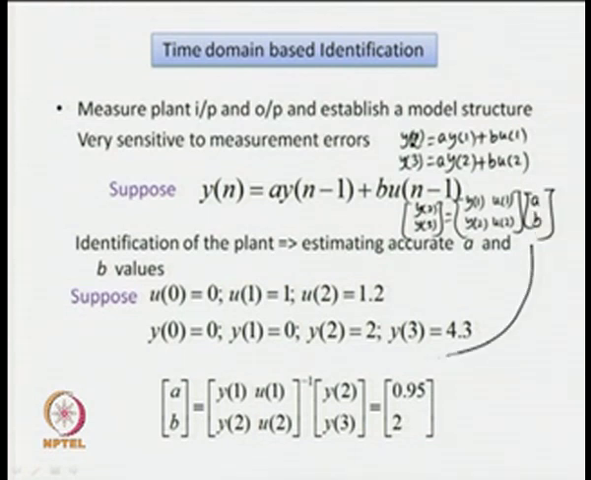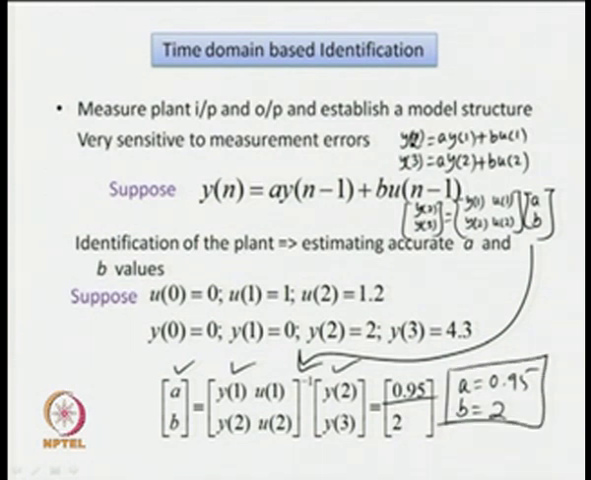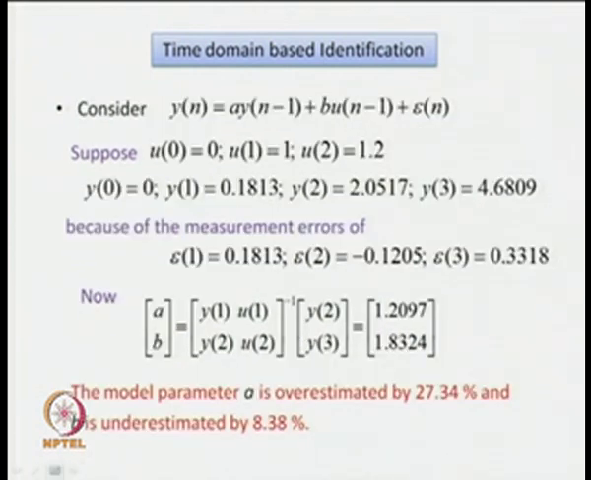Using this I can find the expression for A and B as the inverse of the matrix [y(1) u(1); y(2) u(2)] times [y(2) y(3)], which gives us the values for A and B as 0.95 and 2. So, A is estimated as 0.95 and B is estimated as 2. This is how, in time domain, process dynamics or a dynamic model of a process can be obtained.